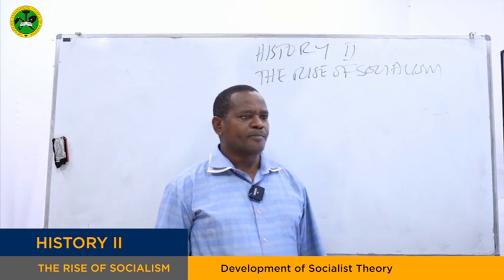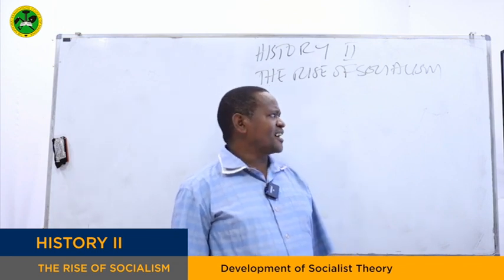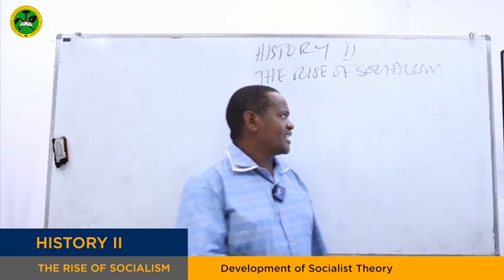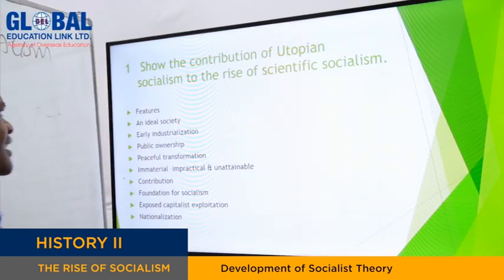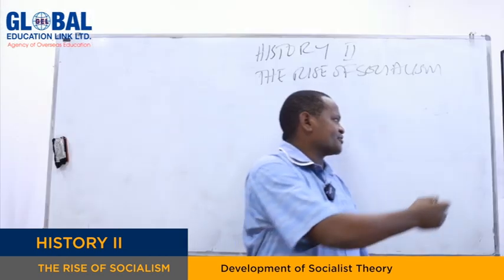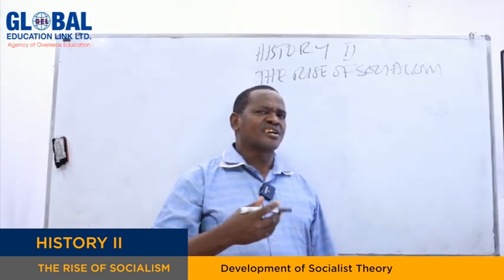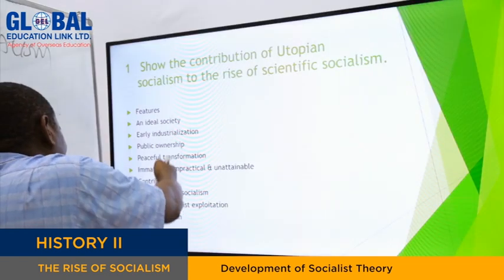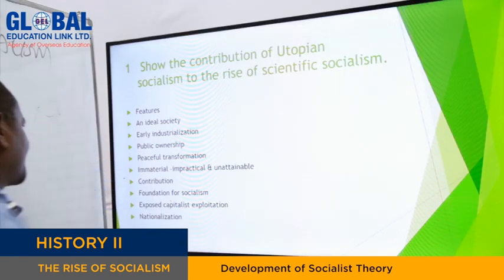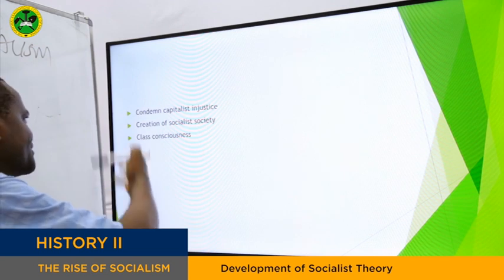Welcome back, my students. Now we are going to answer some questions which I gave you earlier, and we have two questions. Show the contribution of utopian socialism to the rise of scientific socialism. My dear students, this question is very simple because we have already gone through all the points. These are the points. So that was the first question.